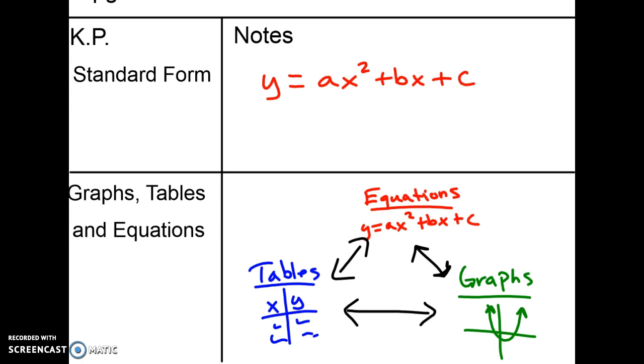So if we start with the table, you should be able to come up with an equation and a graph. If you were to start with an equation, you should be able to make a table and a graph, and so on and so forth. So that is the overview of what we're doing in Chapter 10.